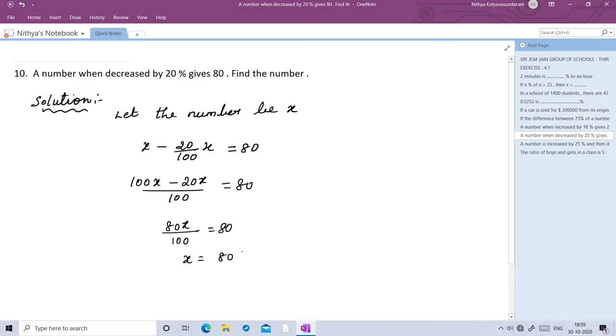Division by 100, if you are moving that side, becomes multiply. Then 80 is multiplied; if you are coming to this side, it's a division. So 80 we can cancel. x is equal to 100. Therefore, the number is 100.